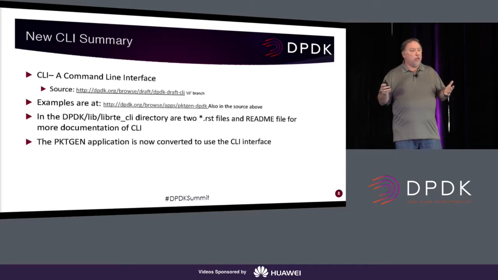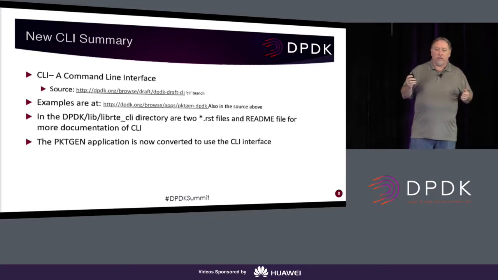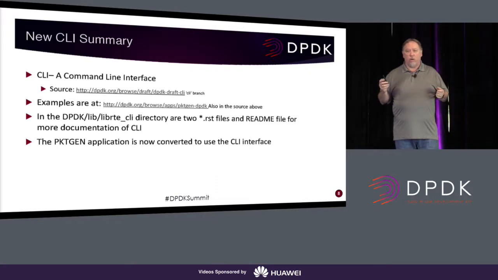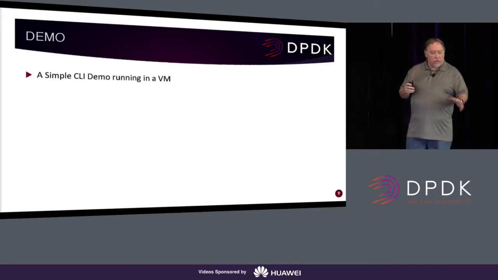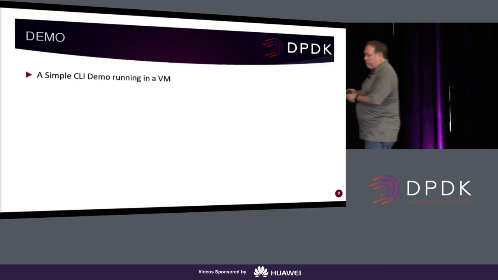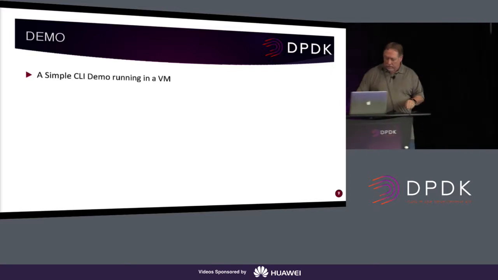Also, if you want to play with it, other than just the examples, you can pull down package_n. Package_n now uses that command line interface. It makes it so much easier for me to add a new command and parse it with those map files. There's also a couple of header files and directories there. Now we're going to try to pop over to a little simple demo that I'm going to run in the VM here.